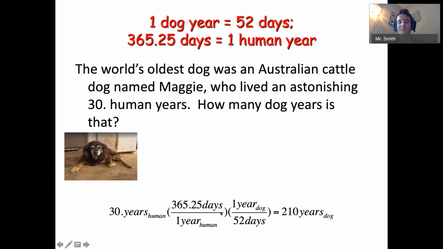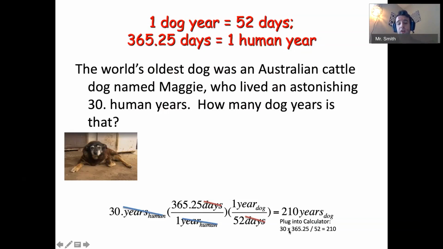Anyways, here's me showing you the process to figure out how many dog years she is. We took 30 human years, and then we know for every 1 human year, that's the same as 365.25 days. That's one of our conversion factors right there. And then secondly, we know that for every 52 days, that's 1 dog year. That's our second conversion factor. So what I want you to notice here is how we started in human years, we ended in dog years, and along the way we canceled out human years, we canceled out days, and we ended up in dog years.